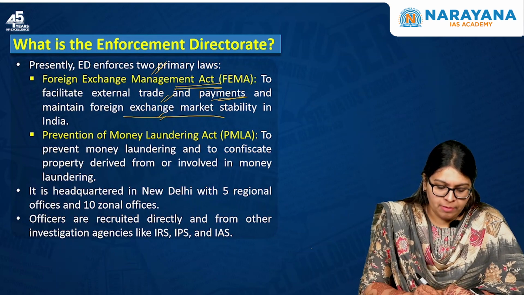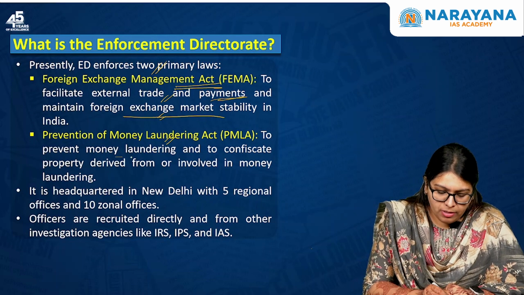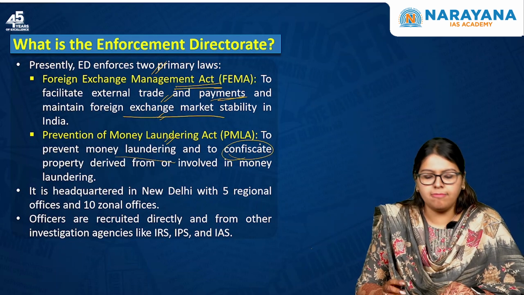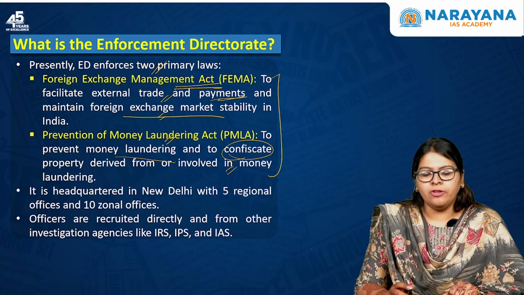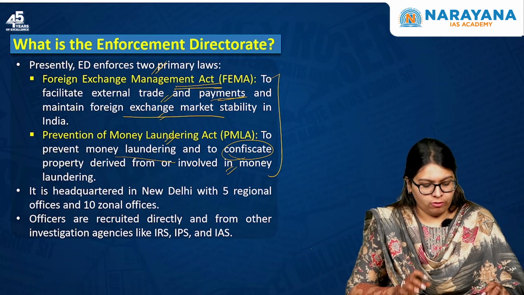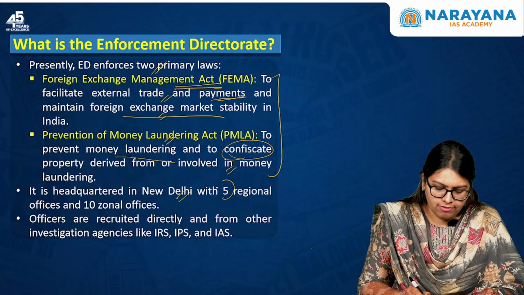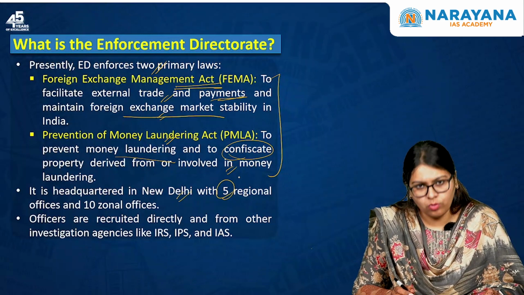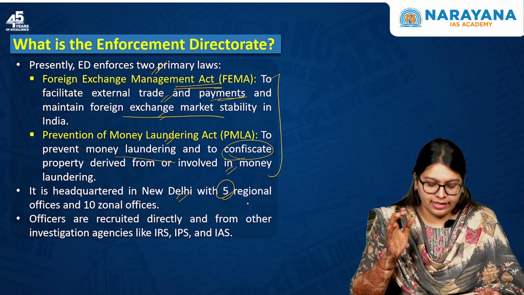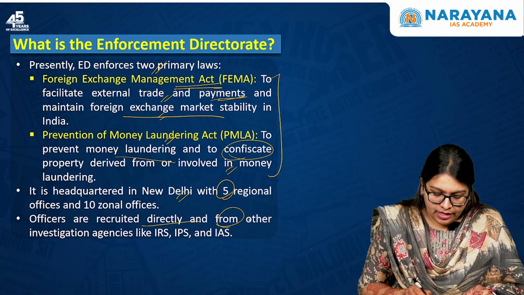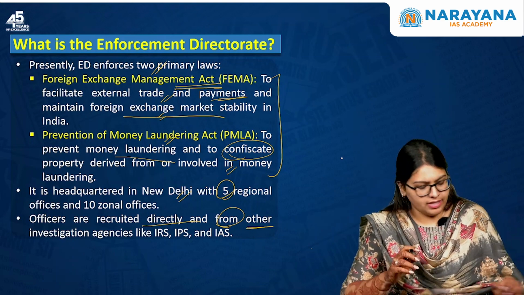Next one, if you see, the Prevention of Money Laundering Act. This is the second one. It is to prevent money laundering and to confiscate the property derived from it or involved in money laundering. So, these are the two primary laws it enforces. Next, the headquarters: it is headquartered in New Delhi with 5 regional offices as well as 10 zonal offices. And here, officers of the Enforcement Directorate are directly recruited from other investigation agencies like the IRS, the IPS as well as the IAS.